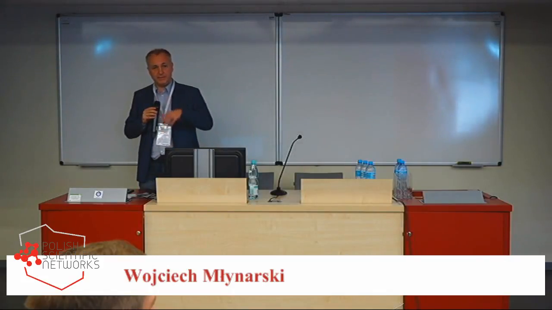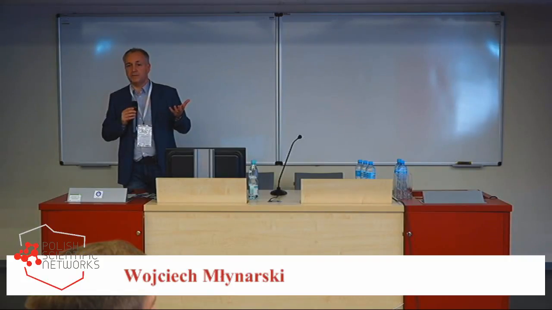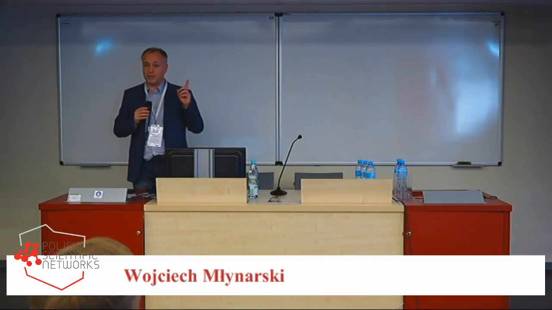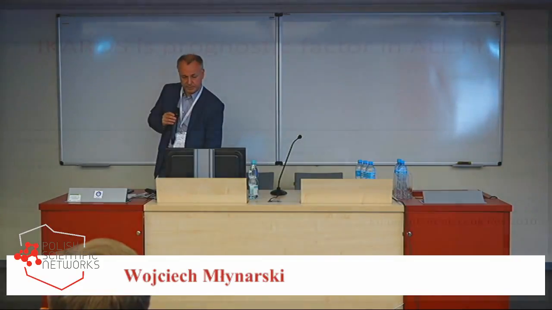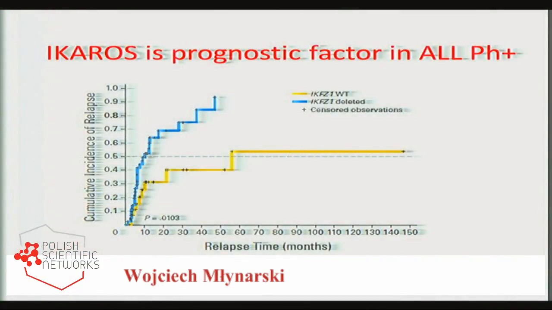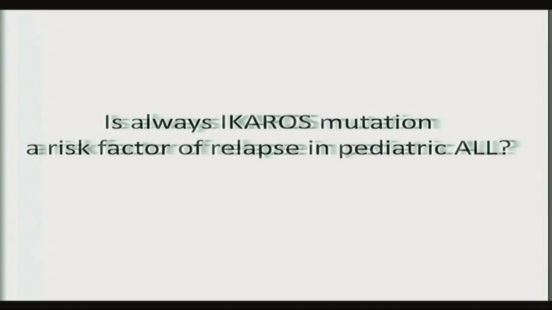So within the group that is very poor from a prognostic point of view, you can consider an even poorer group based on just one extra lesion like Ikaros. And as you see here, these patients are really poor in prognosis. But the question was whether the Ikaros mutation is a risk for relapse in all patients with acute lymphoblastic leukemia, especially pediatric patients.